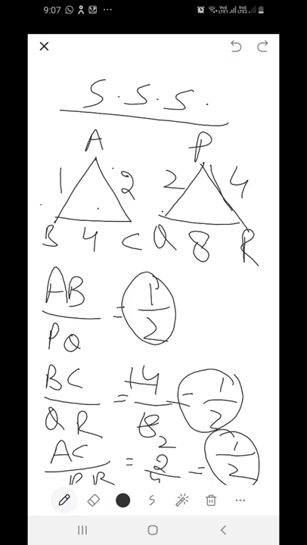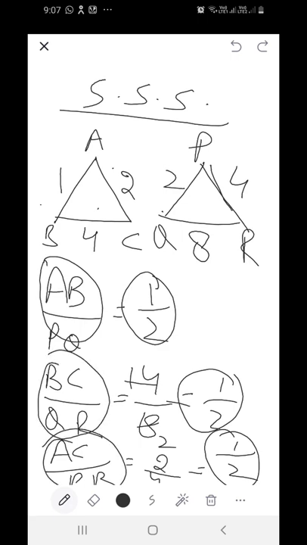So that is why AB upon PQ is equal to BC upon QR is equal to AC upon PR. So the two triangles become similar, and as I told you, this is the symbol for similarity. The two triangles become similar by SSS axiom. So I have explained today all the three axioms of similarity, and I have given you the difference between similarity and congruency also. Now in the next video, I am going to take up our exercise 13.1.